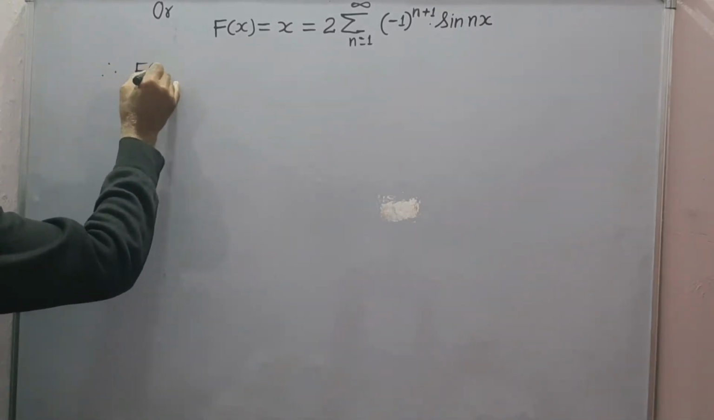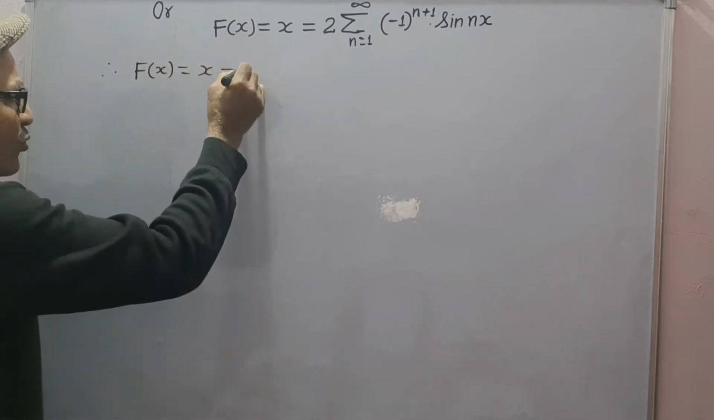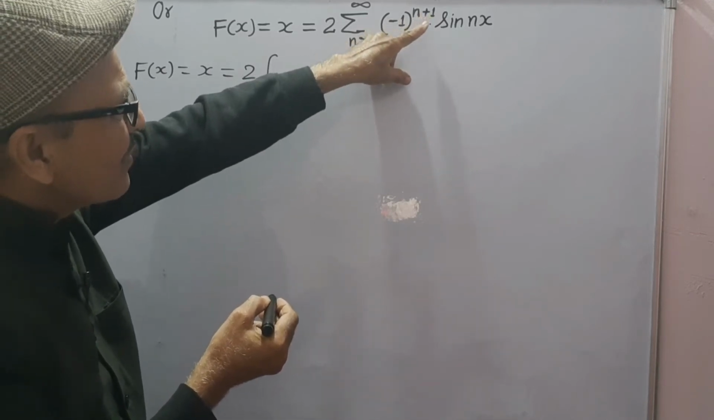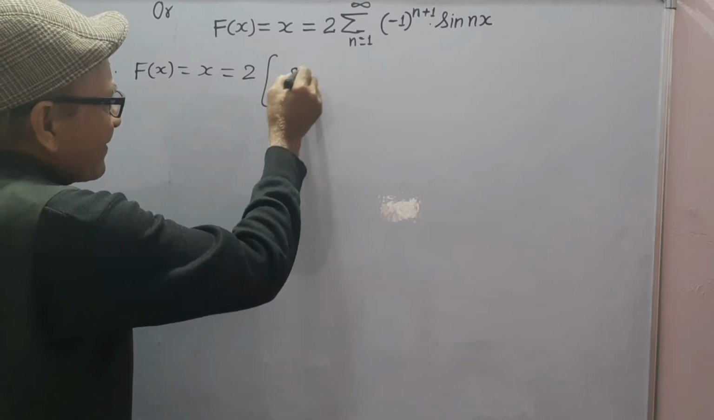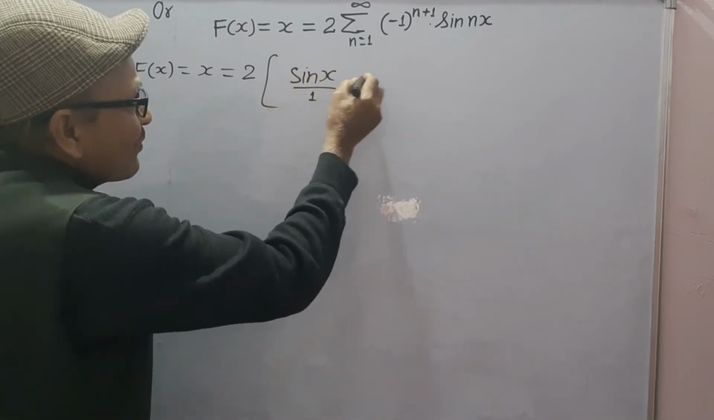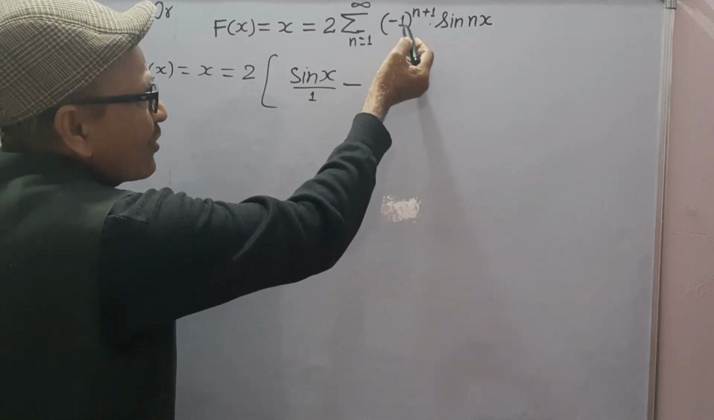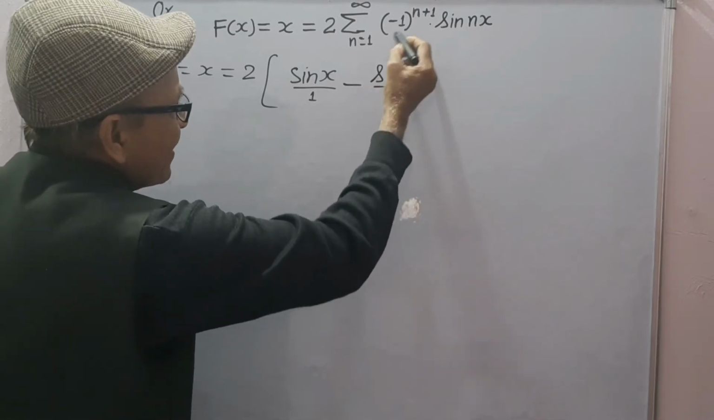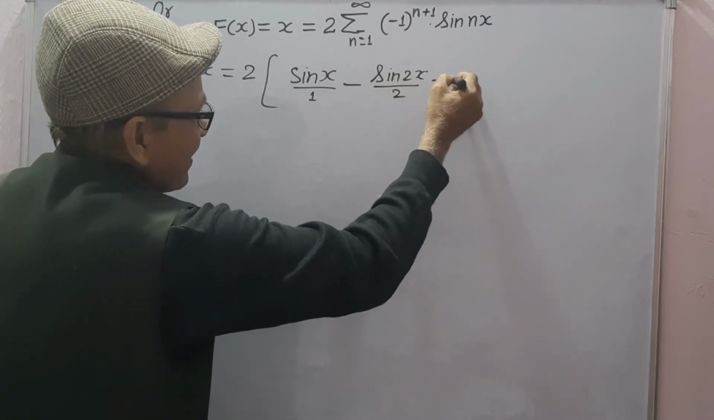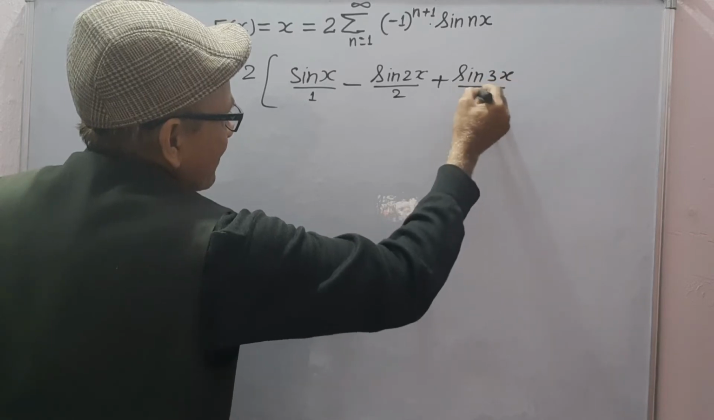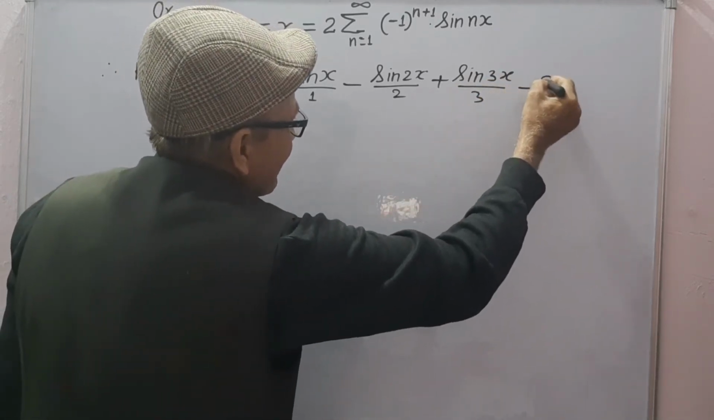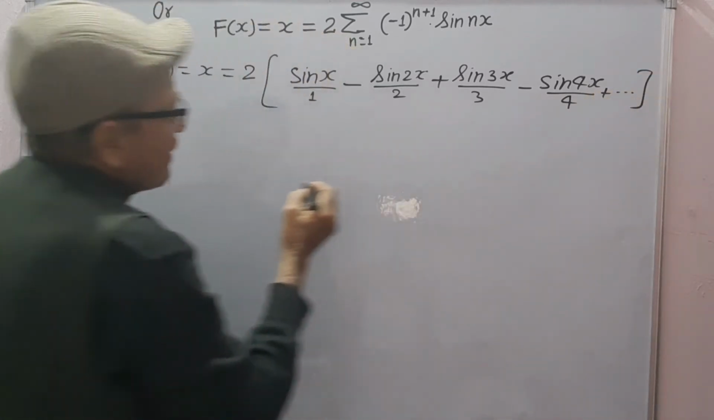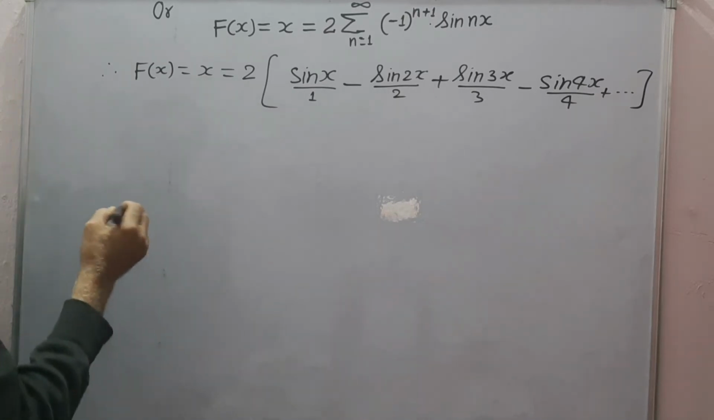Therefore, f(x) will be equal to x is equal to 2 into, when n is equal to 1, 1 plus 1 will be minus 1 to power 2, positive. So first term will be sin x upon 1. Next term will be, for n is equal to 2, this is minus 1 to power 3, which is negative, sin 2x by 2. Next term, when n is equal to 3, will be positive, plus sin 3x by 3. Next term will be similarly negative, sin 4x by 4 and so on. This is the required expansion in Fourier series.